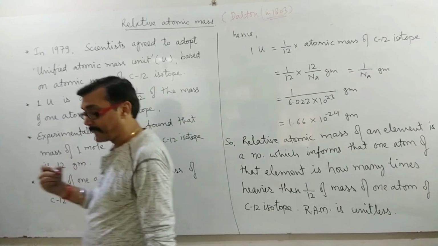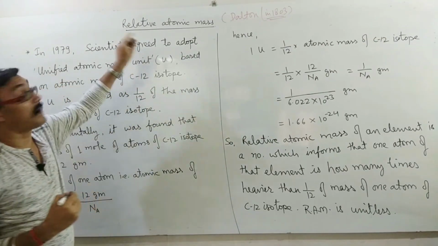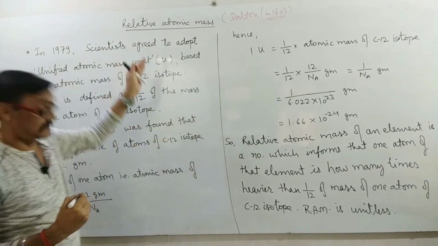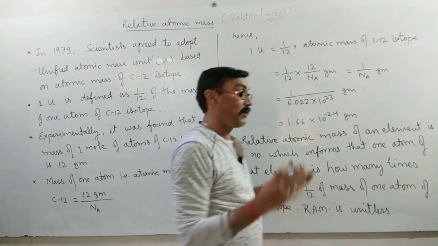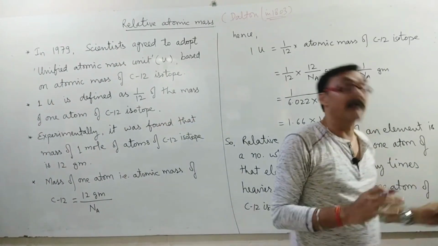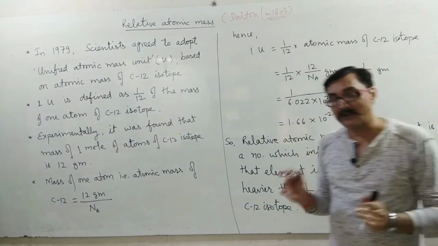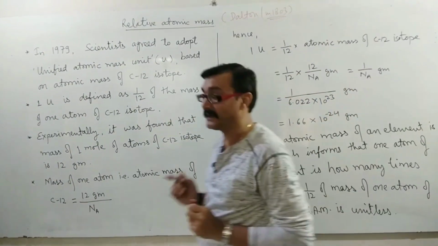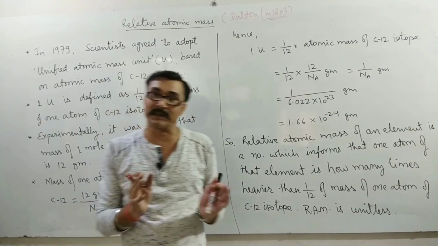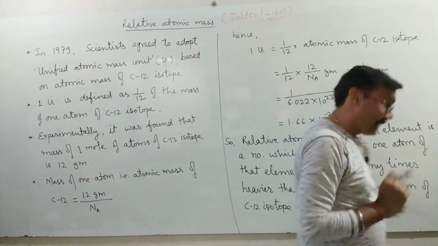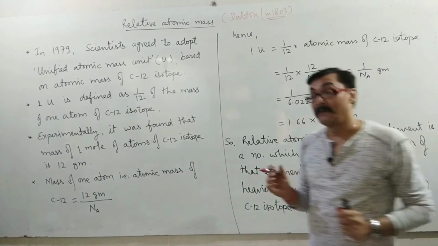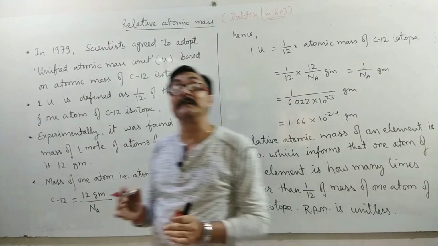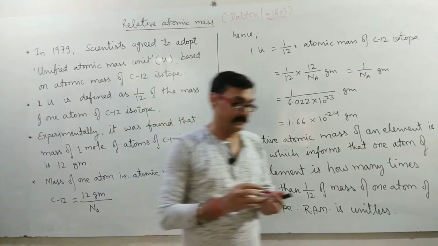First, relative atomic mass, that is, atomic masses of elements are compared with the atomic mass of hydrogen. That is, the reference element taken was hydrogen. And later on, the reference element was taken as oxygen.